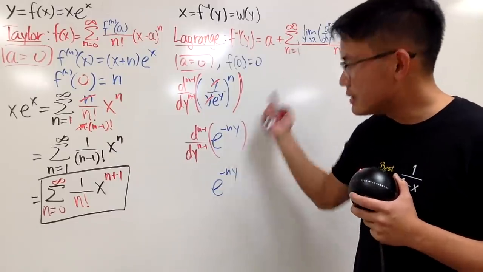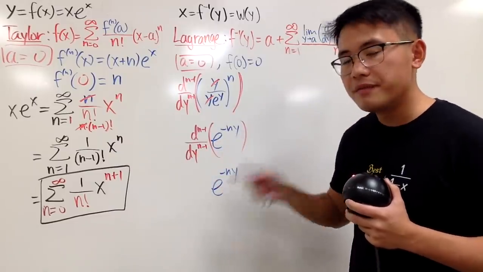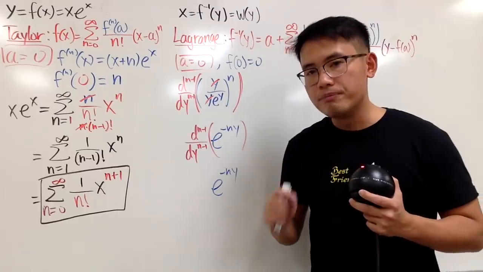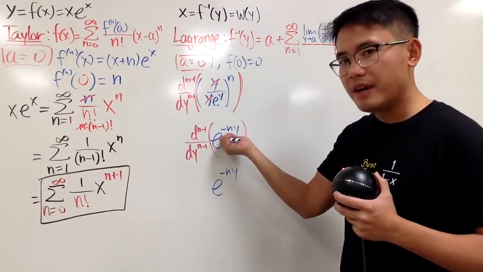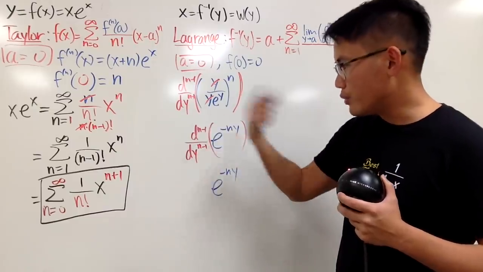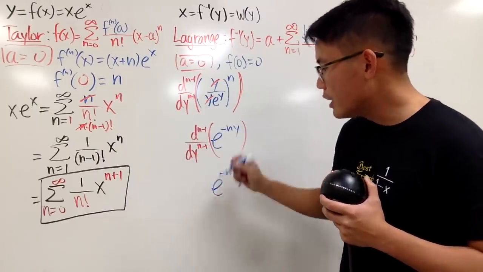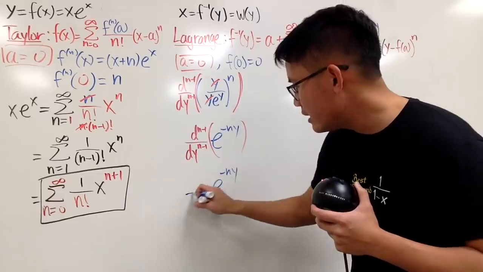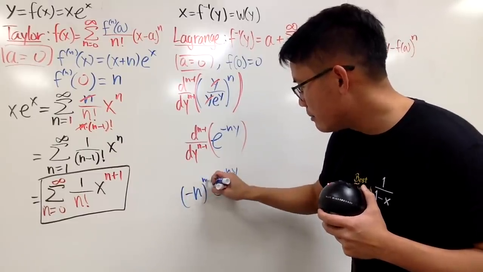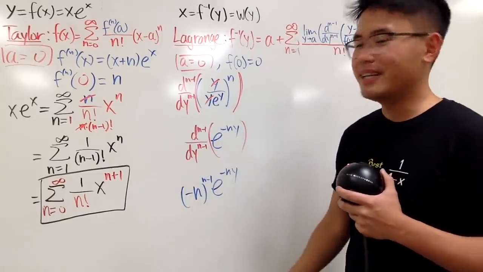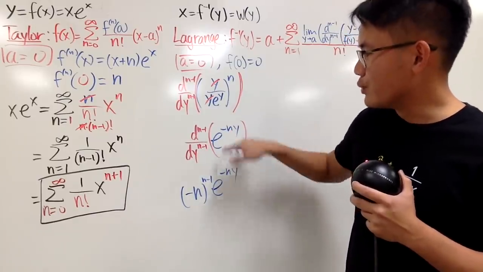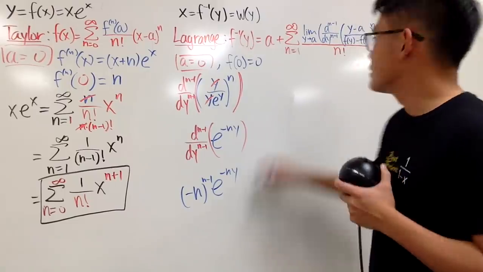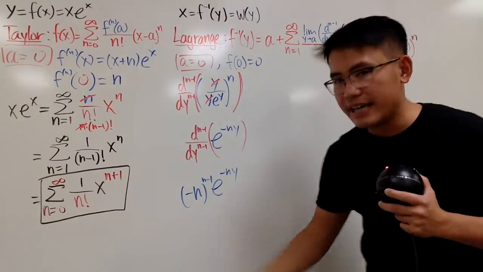But you have to do this n-1 times for the derivative. That means you have to use the chain rule n-1 times. Each time you have to multiply by negative n. Well, when you differentiate this n-1 times, you will have to multiply by negative n-1 times. So it's like this, right? So the derivative of this is that when you do it n-1 times. So that takes care of the inside.